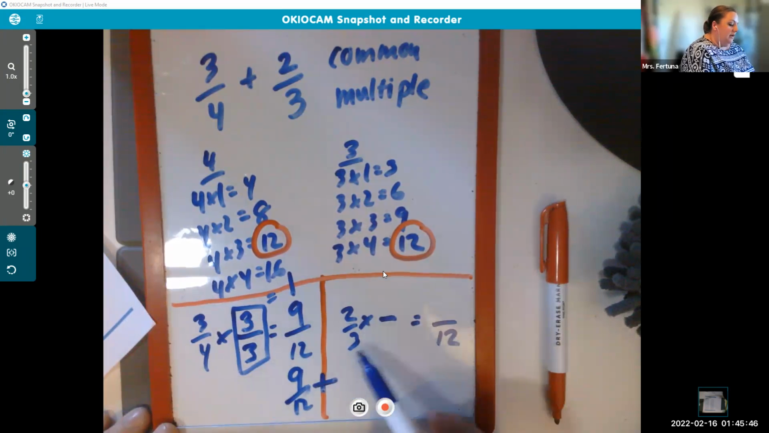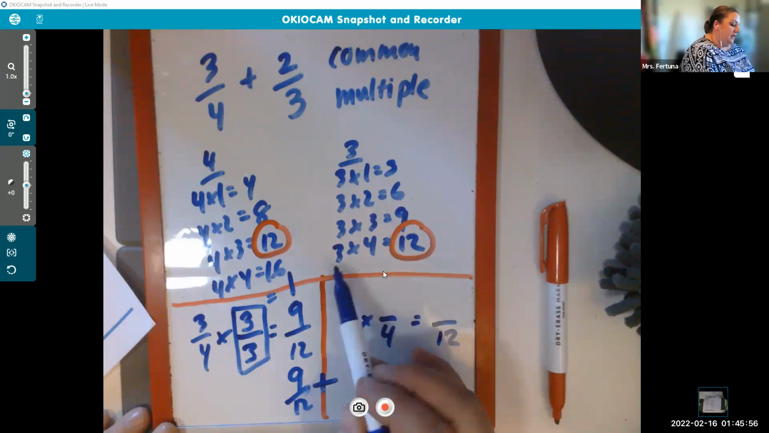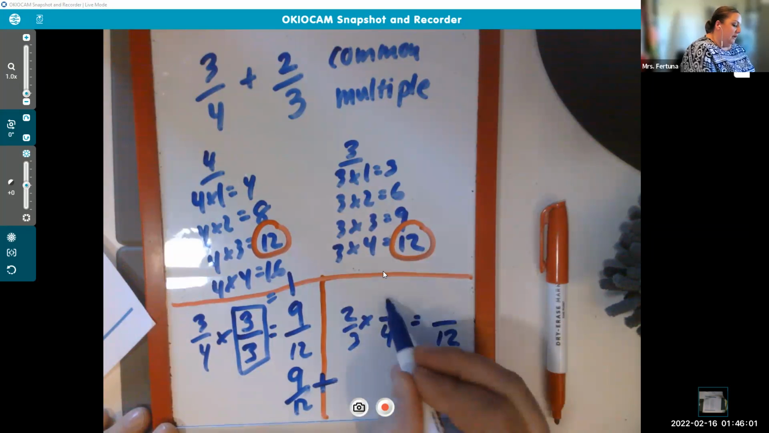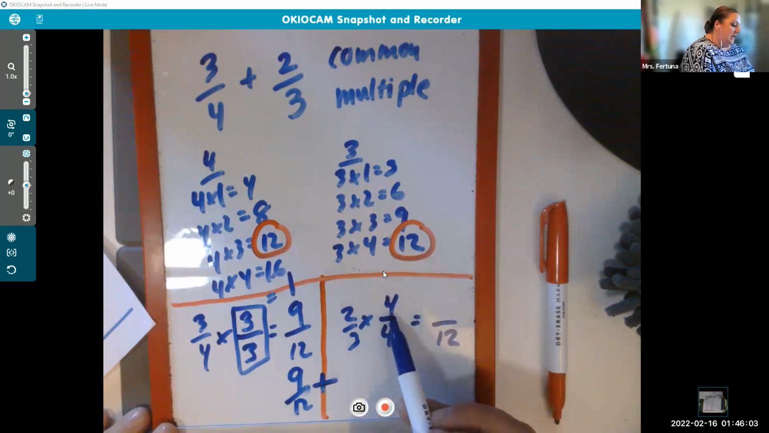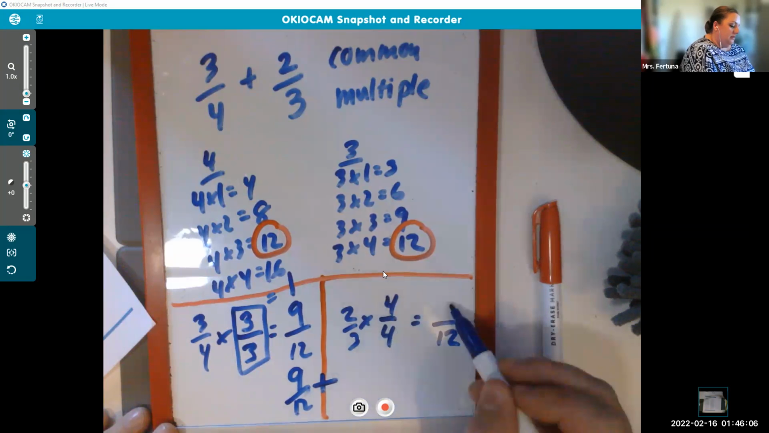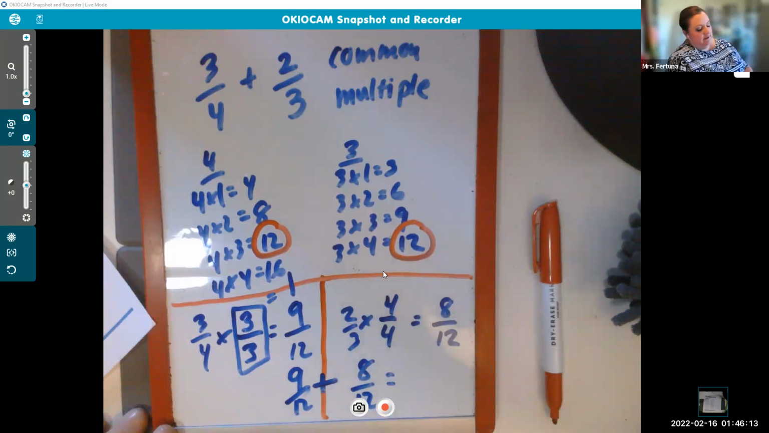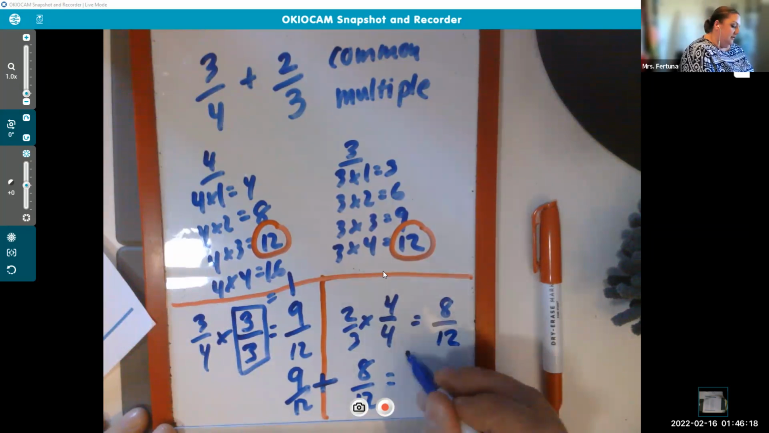Okay, we're going to do the same on this side. See this, aren't we glad we learned division? We know that 3 times 4 equals 12. That's what we figured out earlier. So we're also going to take that 4 and multiply 4 times 2, which is going to give us 8. Okay, so now we have 8/12 plus 9/12, right? So then we can go ahead and add them together, 17/12.